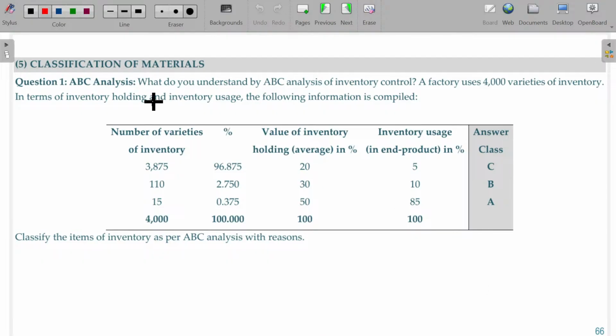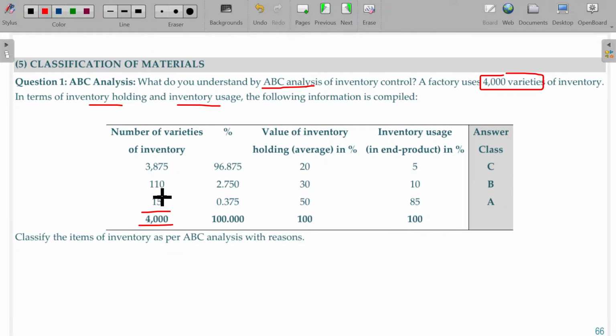ABC analysis. What do you understand by ABC analysis of inventory control? A factory uses 4,000 varieties of inventory. In terms of inventory holding and inventory usage, the following information is compiled. So 4,000 inventory.